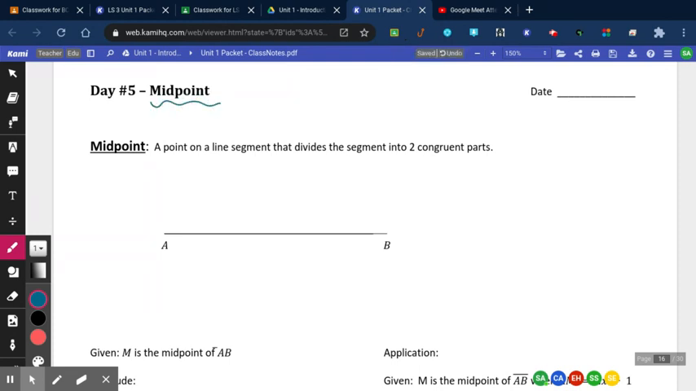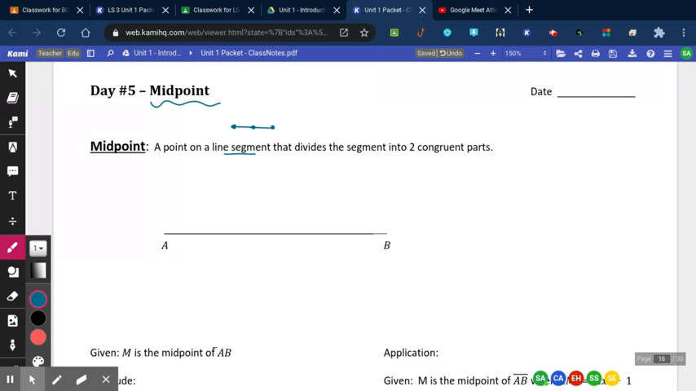Okay, midpoint is a point on a line segment. A few days ago, we talked about how a line segment has two endpoints. Then a midpoint is a point on that line somewhere, but it divides the segment into two congruent parts.